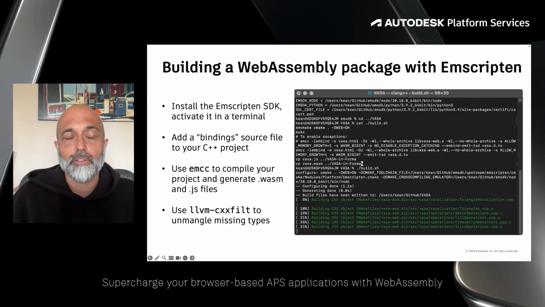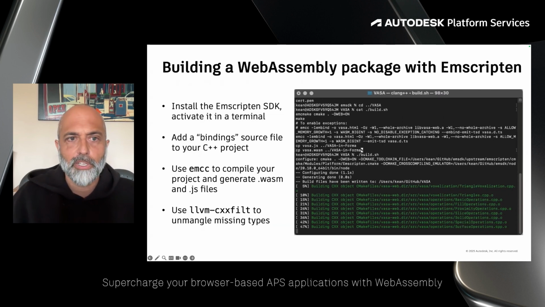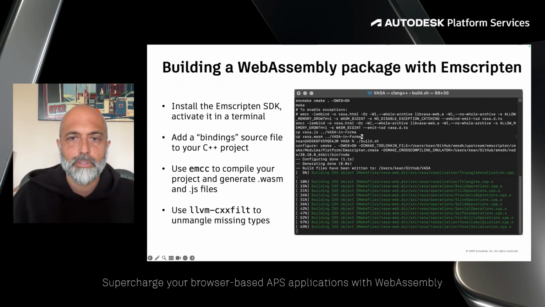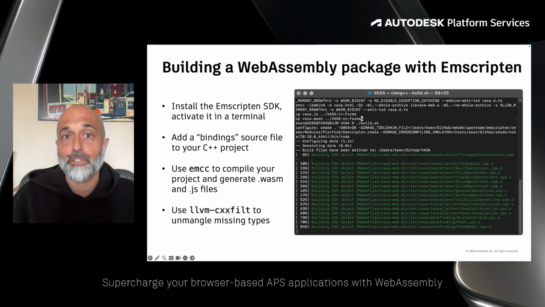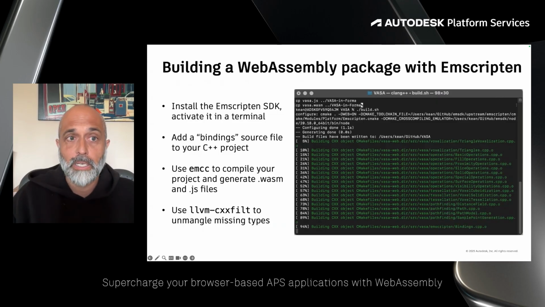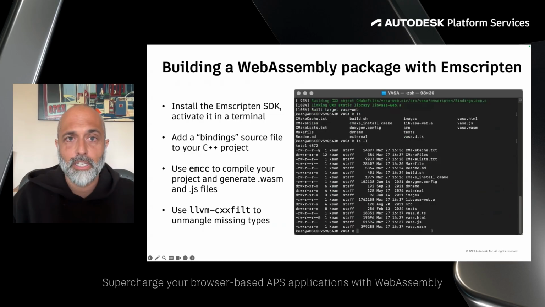Effectively you're calling the Emscripten compiler EMCC, and it's going to compile our C++ code and use our bindings, which is a source file that's just telling Emscripten how to take C++ features and expose them via WebAssembly. Once that has finished, we can see a number of output files that are created in our directory. There you can see an HTML loader, which is just a test environment really, and then vasa.js, which is a loader for the vasa.wasm file.